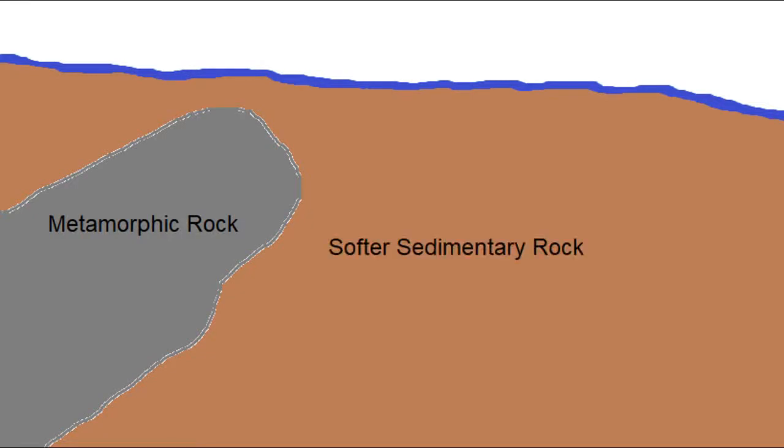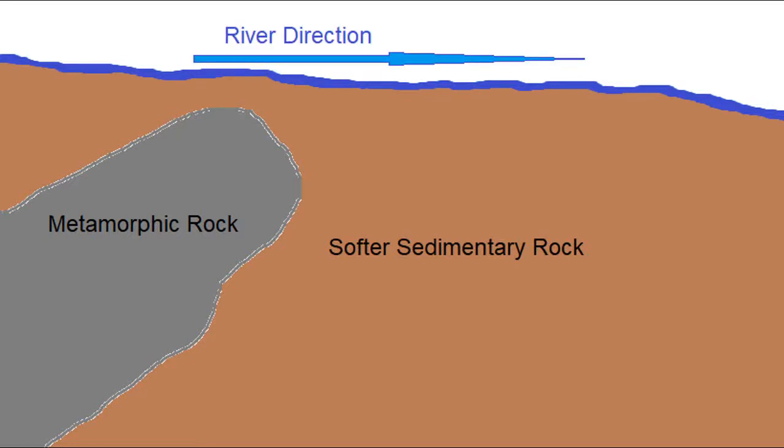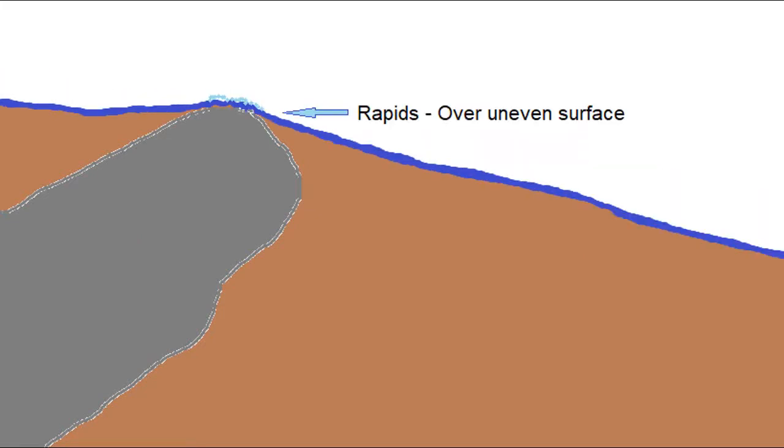So if the sedimentary was sandstone, that would mean that our metamorphic rock would be quartzite. On the surface, our river is running down the hill, and this is gradually going to cause erosion of that softer sedimentary rock. As the river level drops, it's going to start revealing some of that metamorphic rock, and if the metamorphic rock surface is uneven, we might even see some rapids developing there.